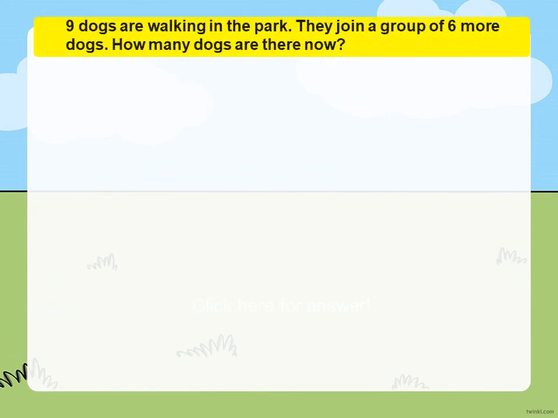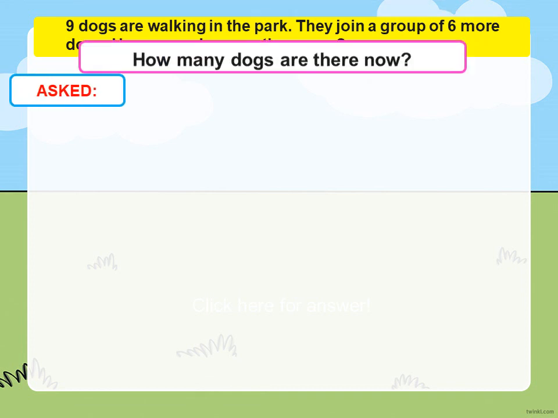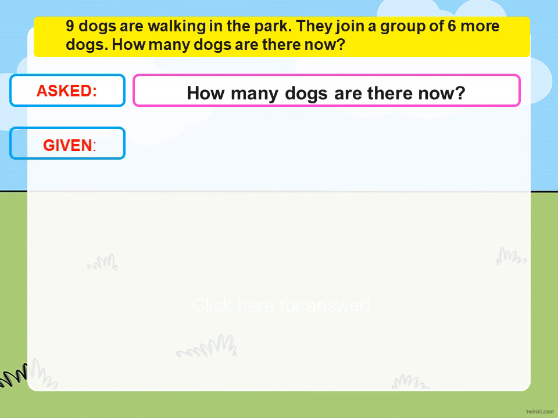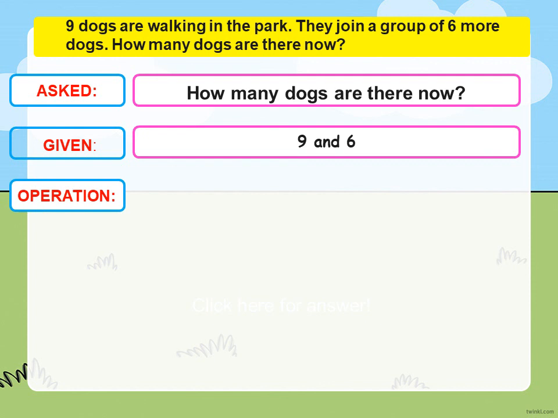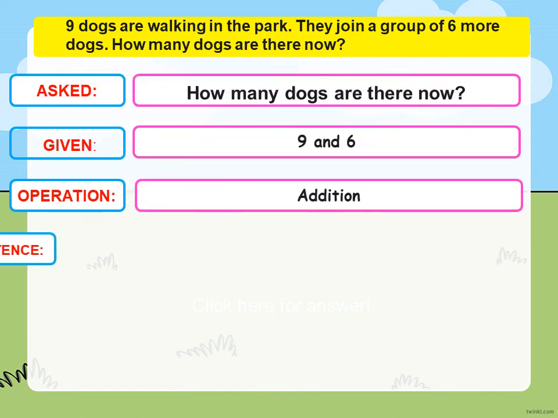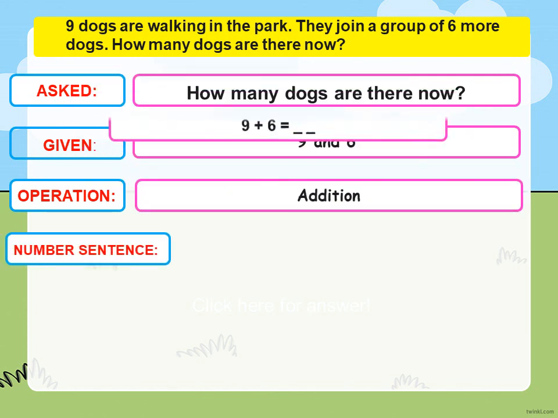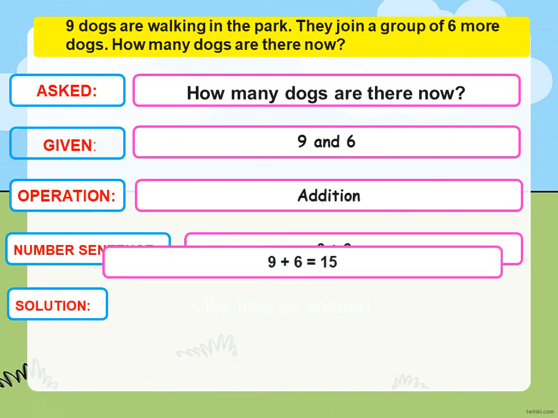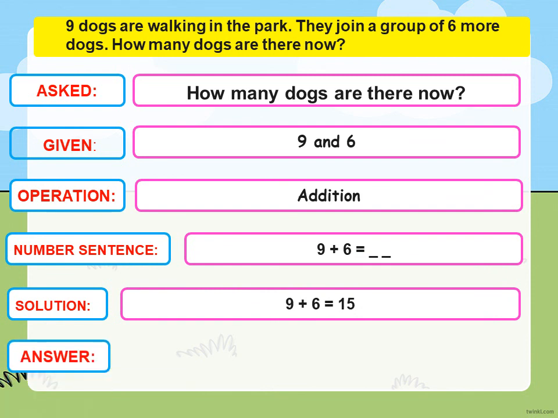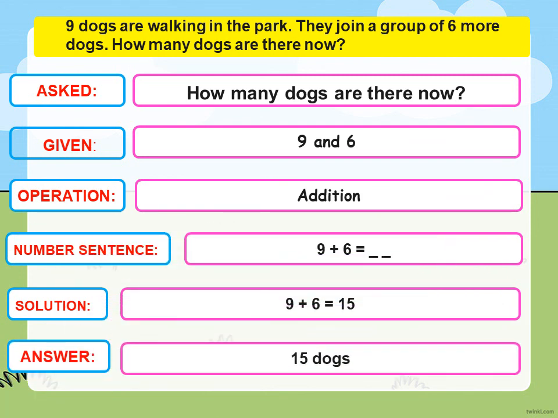9 dogs are walking in the park. They join a group of 6 more dogs. How many dogs are there now? Ask, given, operation, number sentence, solution, and the answer is... Very good.